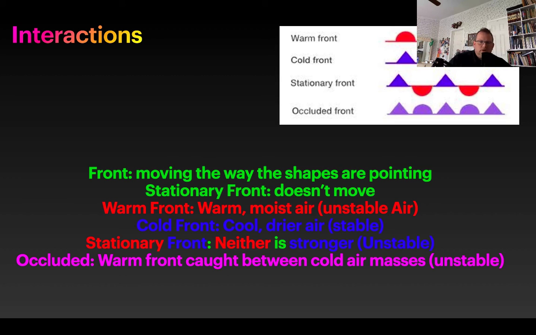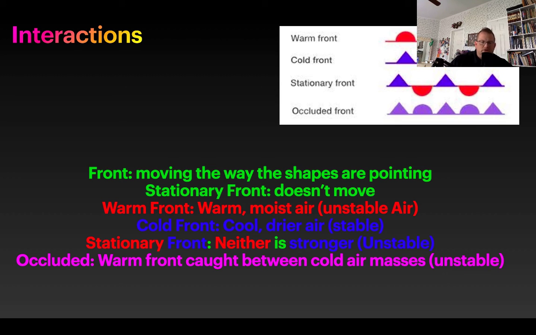It's not moving. The warm front is usually warm, moist air. We call that unstable air. A warm front will bring thunderstorms, or the air will start gathering a lot of moisture, which then will have afternoon thunderstorms. We see a lot of warm fronts during the summer because we see a lot of afternoon thunderstorms. Cold front is usually cooler, drier air. We call that stable air, less likely for storms to come from a cold front. Or if they do come, they're usually not very severe.